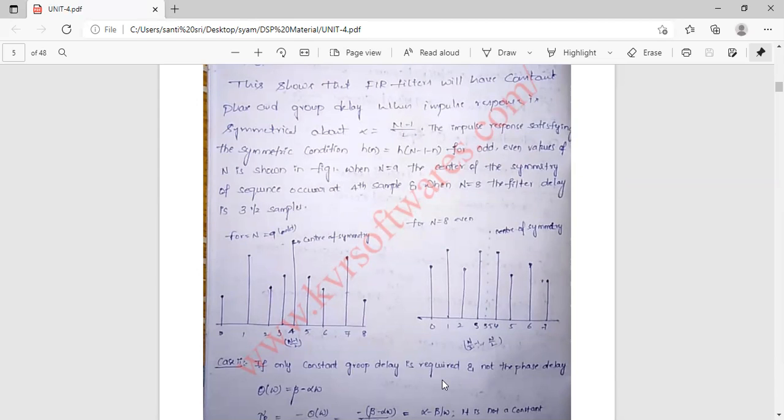So when N is even, the center of symmetry is between 3 and 4. That is N by 2 minus 1, that is 8 by 2, which is 4, minus 1, which is 3, and 4. It is in between N by 2 minus 1 and N by 2. So that is the center of symmetry.